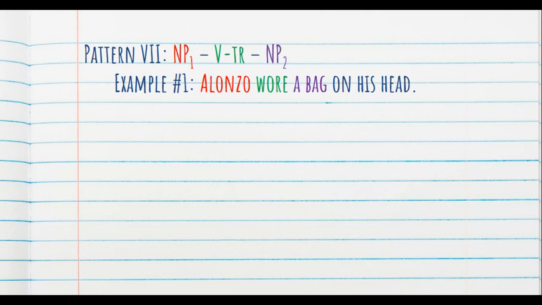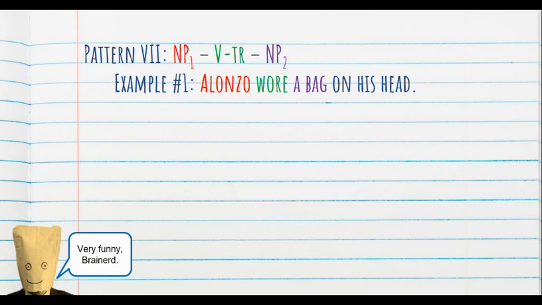Alonzo wore a bag on his head. All right, so Alonzo is my subject noun, but here's bag as my direct object. We're saying Alonzo wore what? A bag. Here's my direct object. And so Alonzo is not a bag, so that's why I'm going to keep them separate. But those are our 3 most important words. Alonzo wore bag. Those are the 3 things I need.